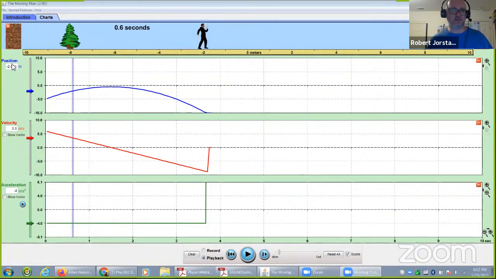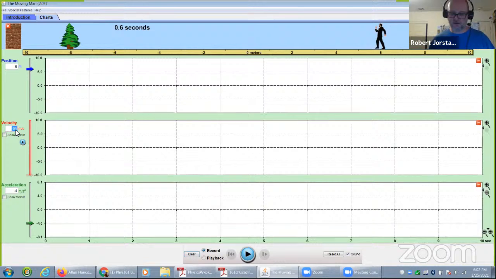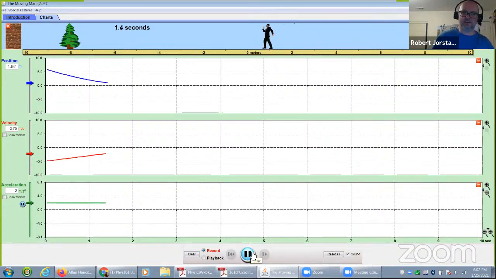Whoa, I lost my mouse. There it is. Let's say we start out with 6. Let's say the initial velocity is -5. Oh, and let's clear everything. Oh, not -55. Let's say -5. And let's say this is +2. When we run this, it's a variation on this one.